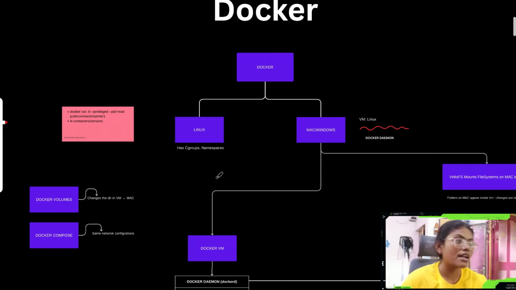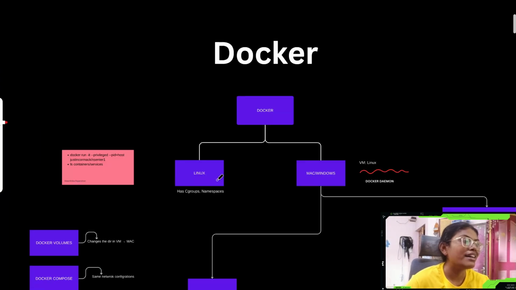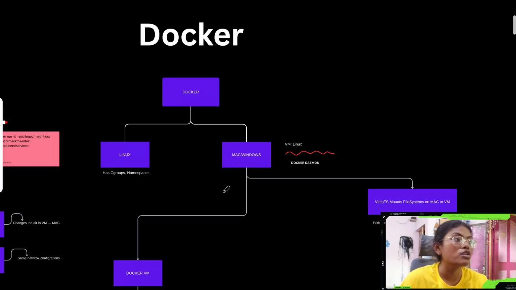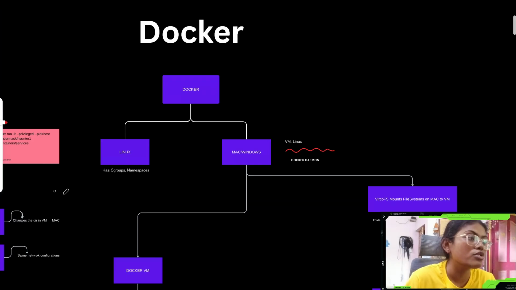So this is the tree that I've created for Docker. And here you can see Docker can run on Linux directly, but it can't run on Mac or Windows or any other operating systems because it doesn't have the features that Linux has, such as cgroups and namespaces. So to mitigate that issue, Docker creates a virtual machine inside your Mac, based on Linux, so that the namespaces and the cgroups can exist inside this VM and Docker can access it. So firstly, we are gonna log into the virtual machine.